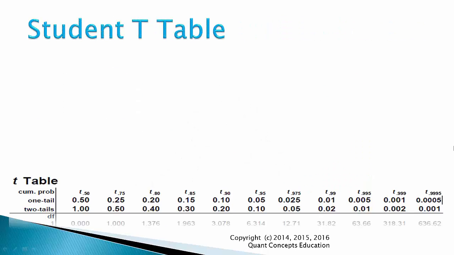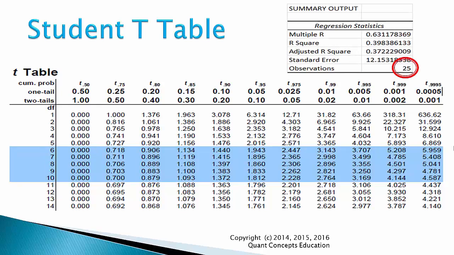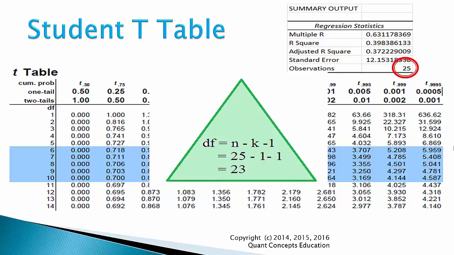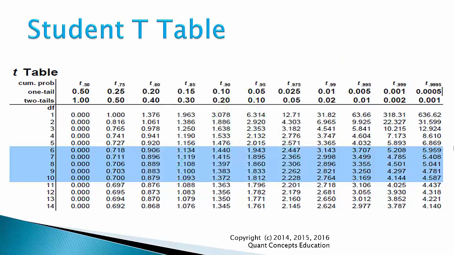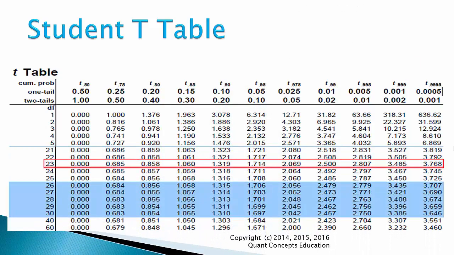Let's pull up the student t table. First thing we need to do is to figure out the degrees of freedom. If we look at the Excel output, we can see that we have 25 observations in the sample. And since the degrees of freedom is equal to the sample size minus 2, it's equal to 23. So we have to look up 23 in the student t table, and we find it here. So this means our critical value lies in this row somewhere.